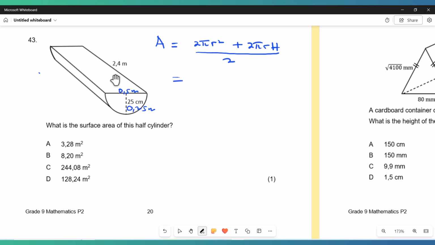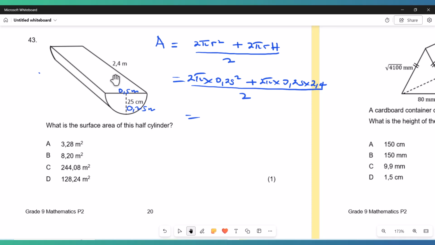So I'm going to say this is 2 pi. Now the radius here is 0,25, which must be squared. Then plus also here 2 pi times 0,25, but not squared. Now the height is the 2,4, so times 2,4 here. Then everything divided by 2. What do we get here? Calculators, here we go.